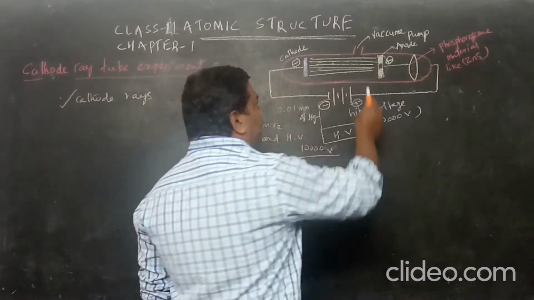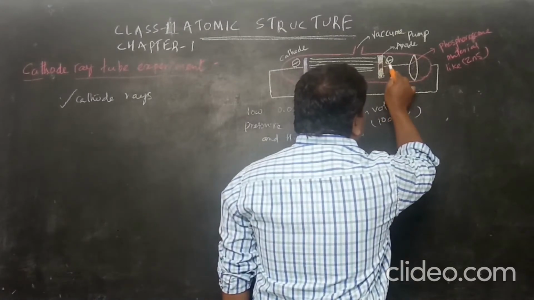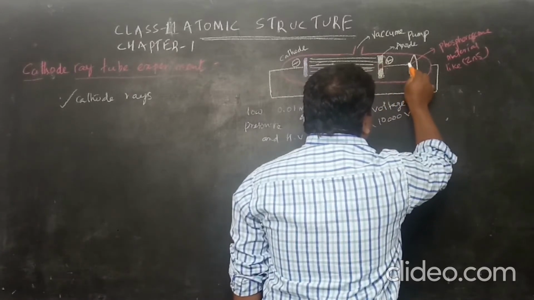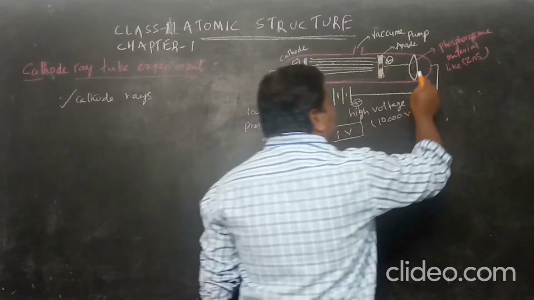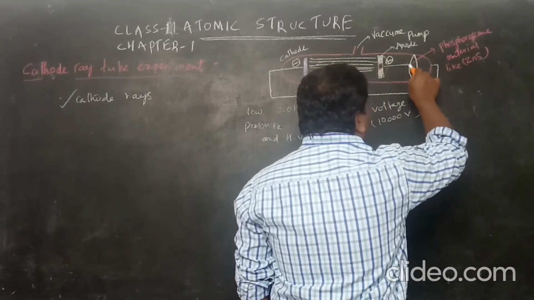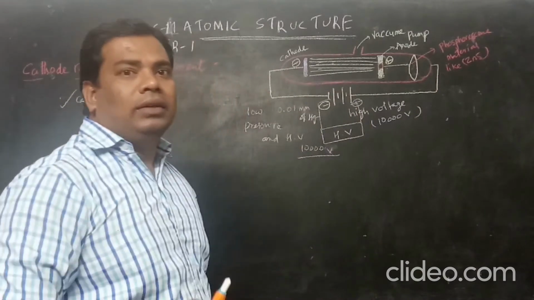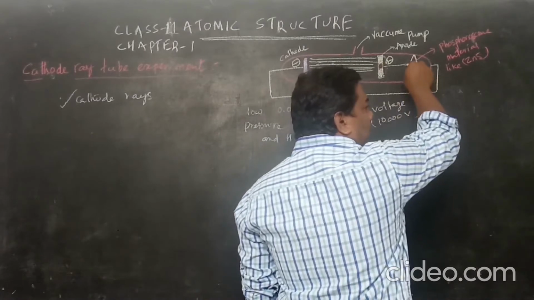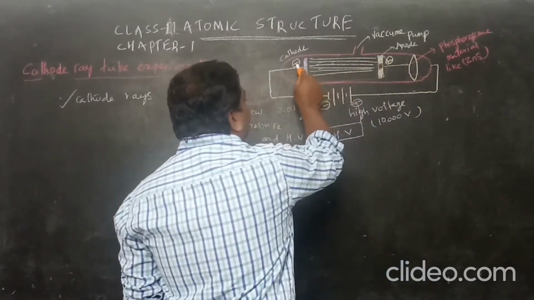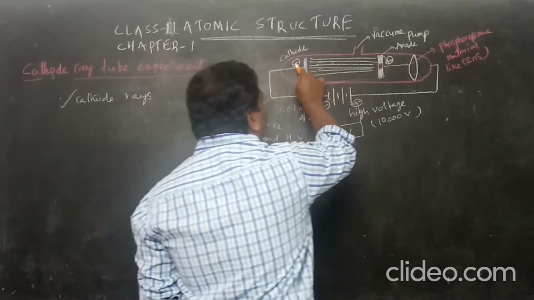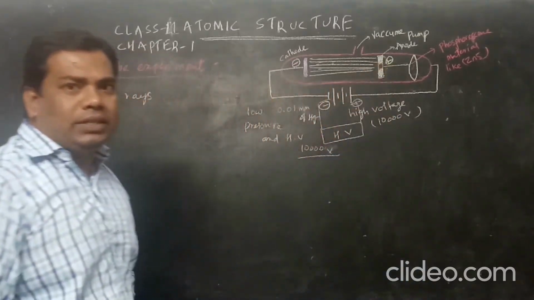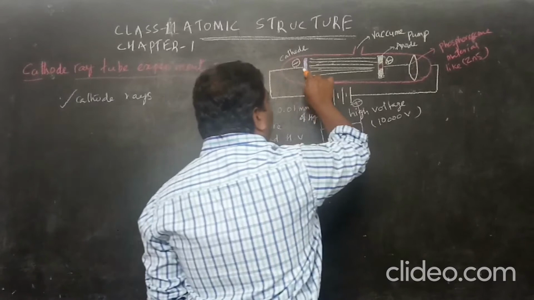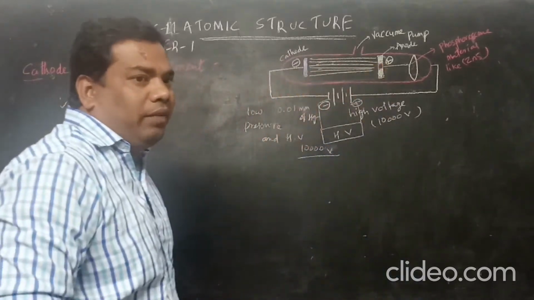Okay, clear, students? These rays which come from cathode to anode hit this zinc sulfide plate, so it glows, or gives a bright color. Based on this brightness or glow, we can conclude that these cathode rays travel from cathode to anode. So the cathode rays originate from the cathode material to the anode material. That is very, very important, right?